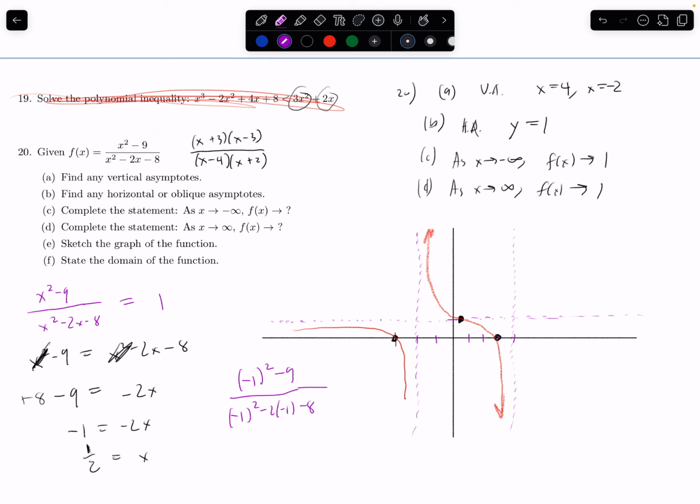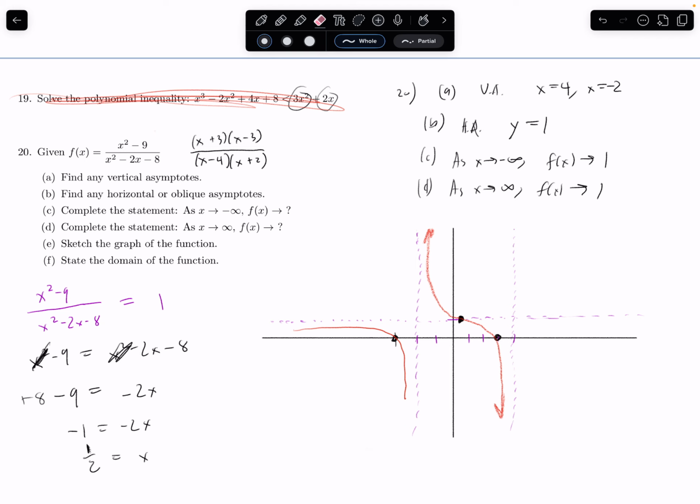Okay, so up top, negative 1 squared is 1, minus 9 is negative 8. The bottom is 1 plus 2 minus 8, which is negative 8 over 1 plus 2 is 3, minus 8 is negative 5, which is 8/5. Okay, 8/5 is bigger than 1, so it's above, yeah? So, okay, yeah, where I expect it to be. So that means left side looking good, right side looking good.